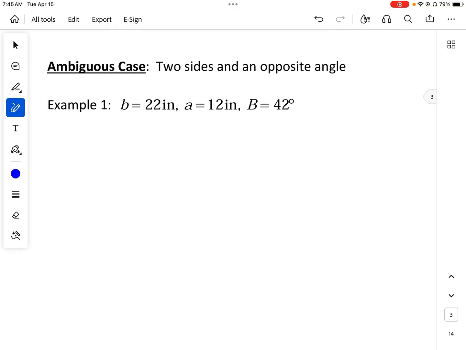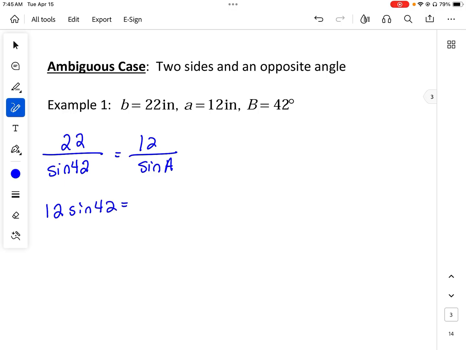Okay, let's go to an ambiguous case. This is when you have two sides and an opposite angle. I have B and b, and I don't know what angle A is. So let's go ahead and do b over sine B equals a over sine A. This happens whenever sine A is equivalent to another value. There's not just one angle with that sine. So we're going to cross multiply and divide.